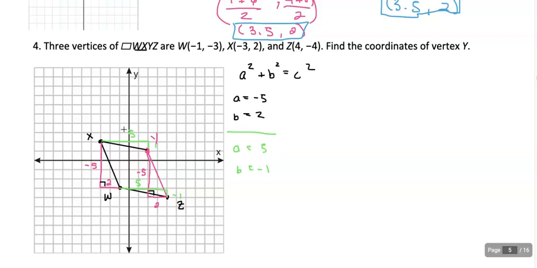So the slopes are the same, rise is negative 1, rise is 5, and they both have the same slope, and because they have the same a value and b value, when I create these triangles, they'll both have the same distance as well. So your coordinates for Y are right here at 1, 2, comma 1.